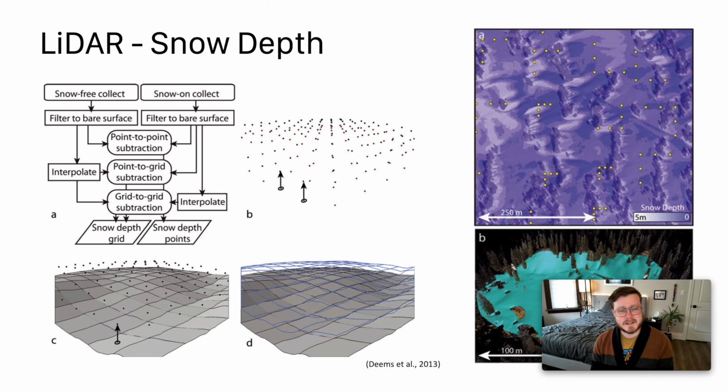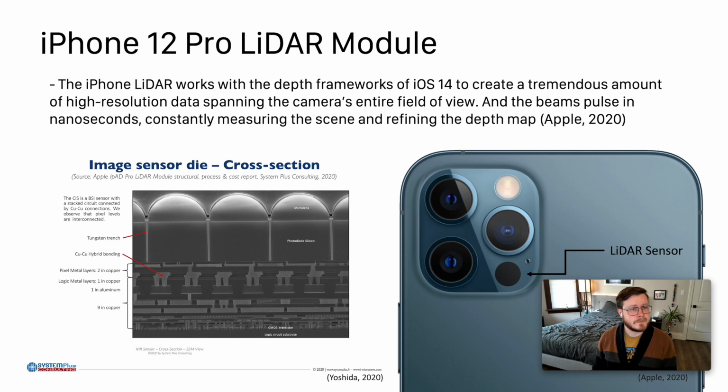And so this remote sensing technique, where we observe from a distance, is shown here from the paper by Deems et al. The idea is you take a snow on ground measurement and you take a snow free measurement. And by doing some filtering and some grid subtractions and interpolation, you can get an idea of how much snow has accumulated over that period of time. As you can see in the example on the right, you can then model this and get a fairly accurate representation of snow on ground.